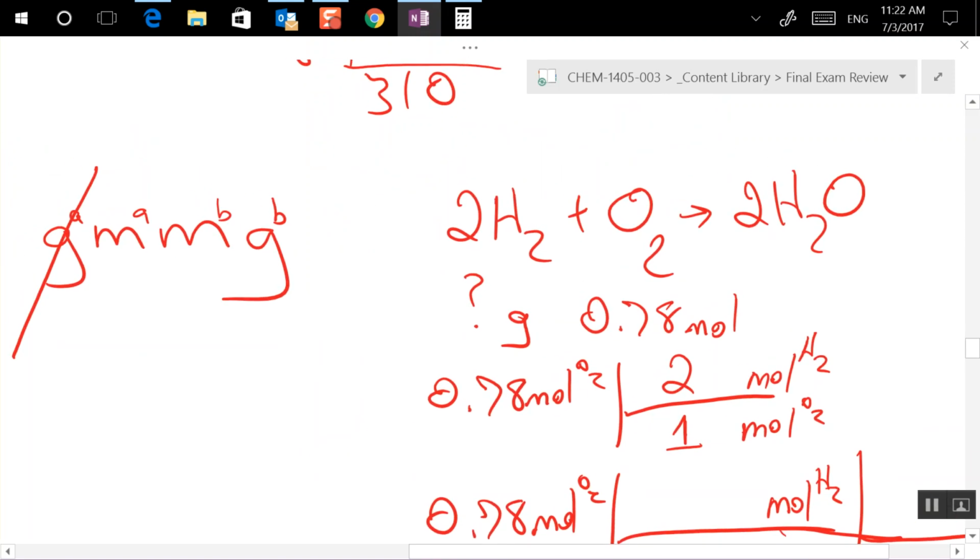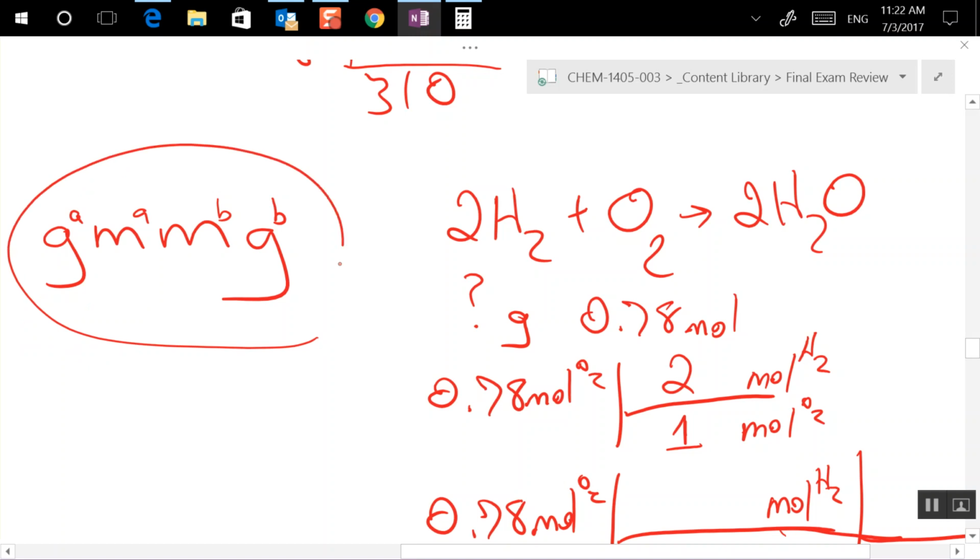Okay? So this is simply a guide, a tool, GMMG. It's a tool you can use to answer stoichiometry questions. If you write it down, GMMG, and then when the question tells you this is what you're starting with, you find out, okay, am I starting with grams or moles? If I'm starting with moles, I eliminate the grams. What am I trying to find? Grams or moles? If I'm trying to find the moles, I eliminate the grams. If I'm trying to find the grams, I go to the end. Okay?